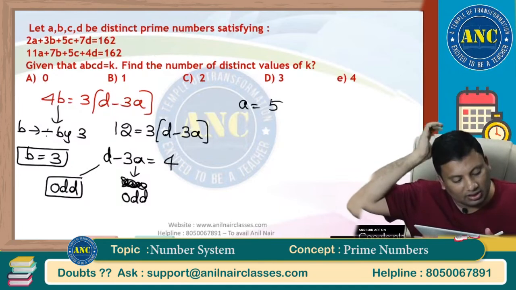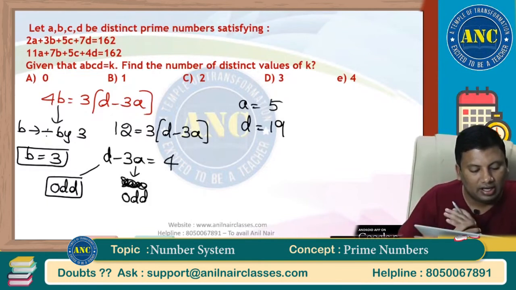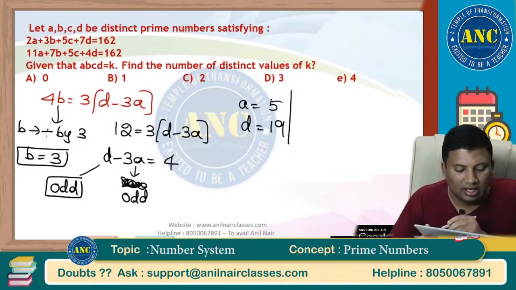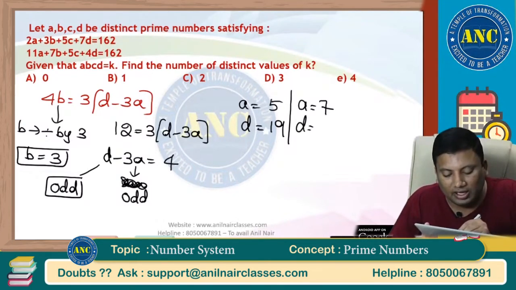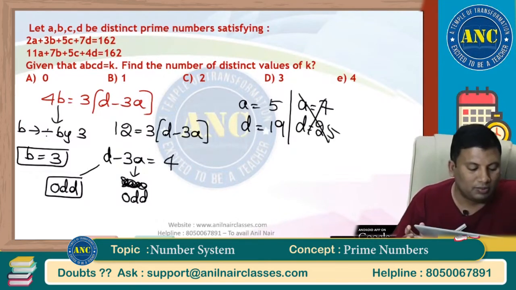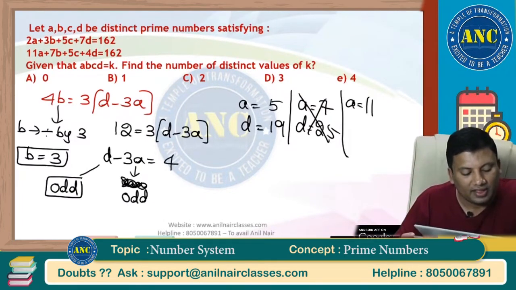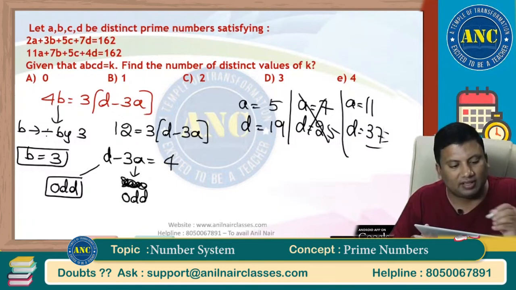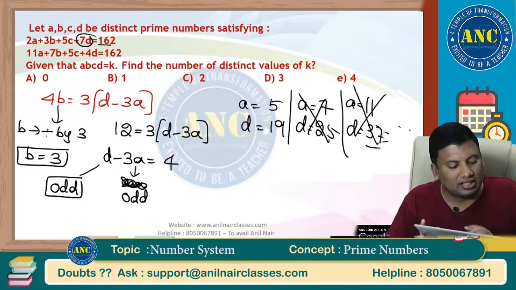If I take A value 5, what will be the answer? 3 5s are 15. D will become 15 plus 4, 19. D value is 19. 19 is a prime number. This is one case. If A is 7, 7 3s are 21, D value 25. This is anyway not possible, because D is a prime number. Next one. If A is 11, 11 3s are 33 plus 4, 37. If I keep D value 37, 7 into 37 is exceeding 162. None of the other cases is possible.